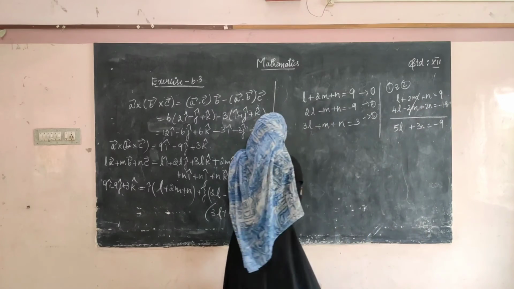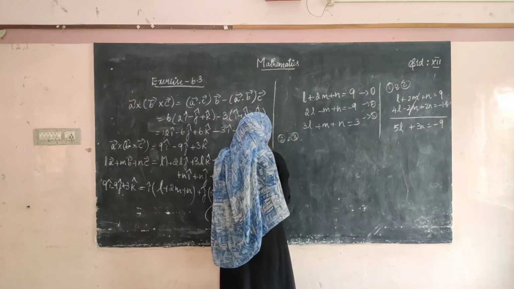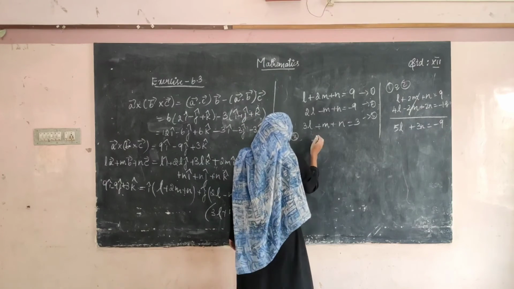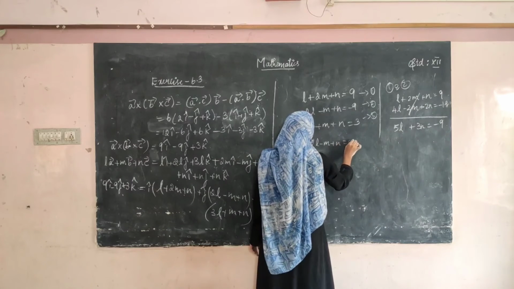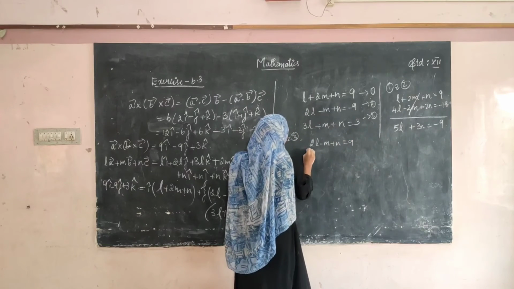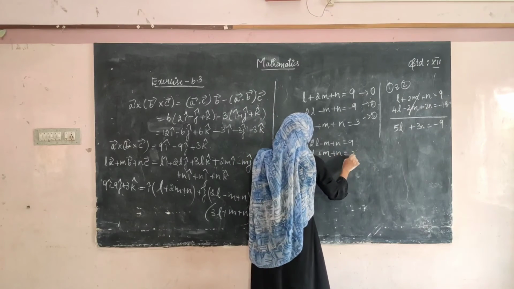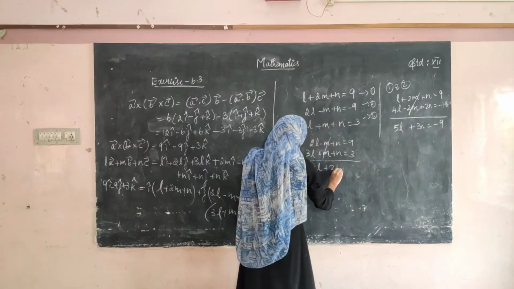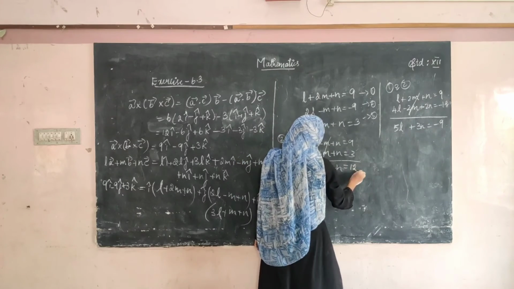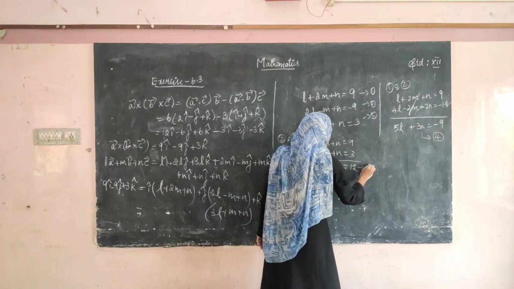Okay, and then solve for 2 and 3. So after solving, we will be getting 2l minus m plus n is equal to minus 9, and 3l plus m plus n is equal to 3. Adding, we will be getting 5l plus 2n equal to 12. Let this be 4 and let this be 5.